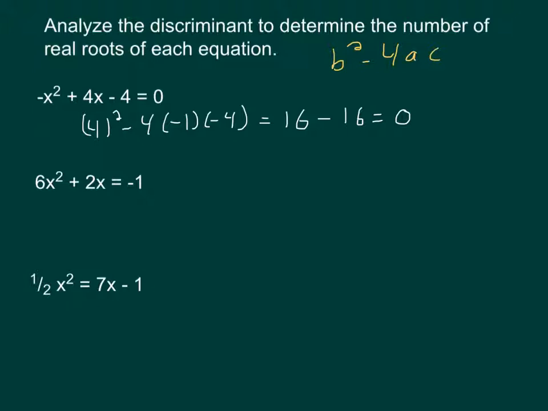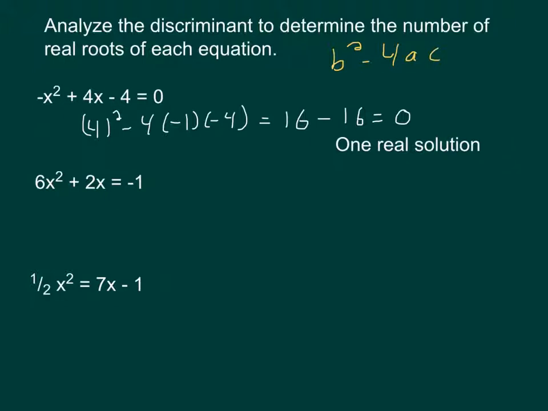Because that answer is exactly 0, I know that I must have one real solution. It's a repeated solution. Again, like I had mentioned before, there are two numbers that are the same that are the solutions, but we can think of it as just one real solution. That would mean the same thing as one repeated solution. All right, looking at the next one.